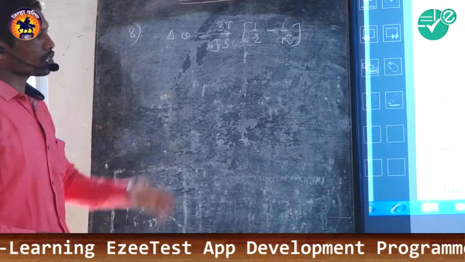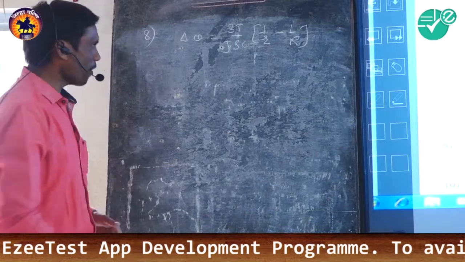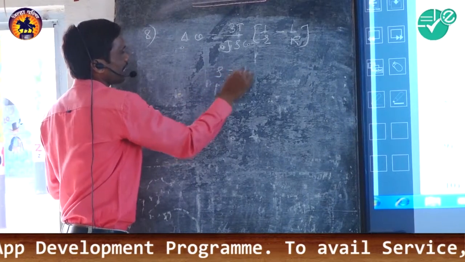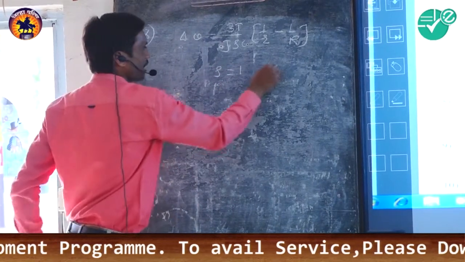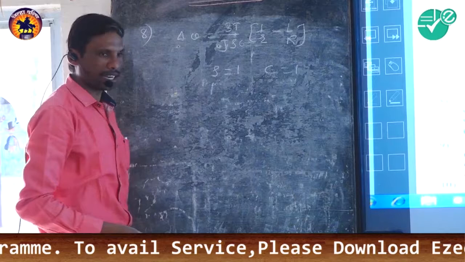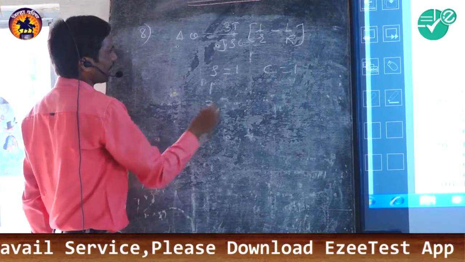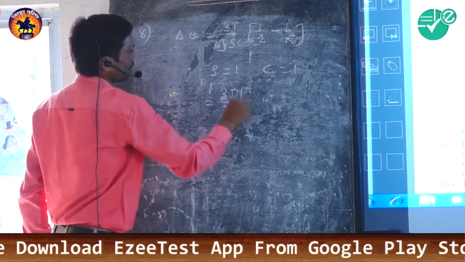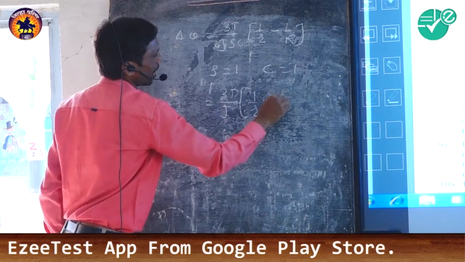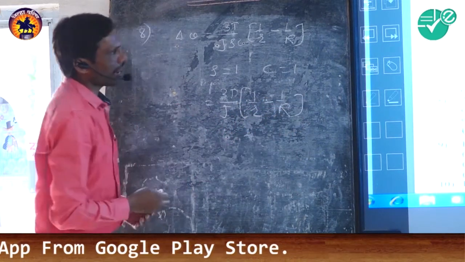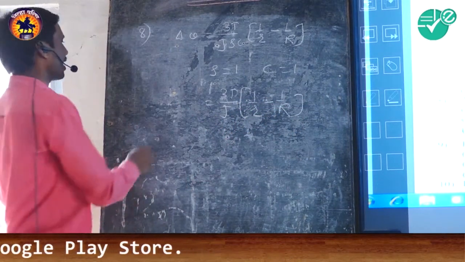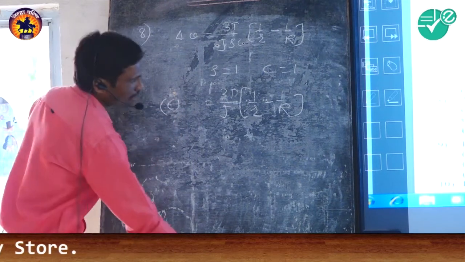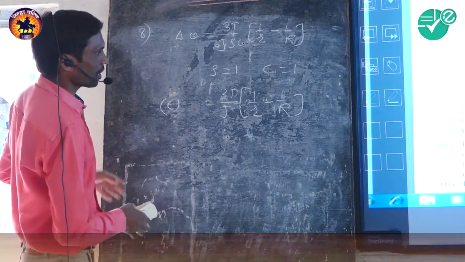But these are drops of water, and for water the density is 1 and the specific heat capacity of water is also 1. It means in this case we get the rise in temperature 3T divided by J in bracket 1 divided by r minus 1 divided by capital R. It means option is C. Then we shall take the 9th MCQ.